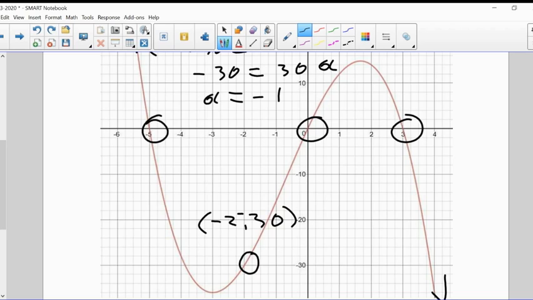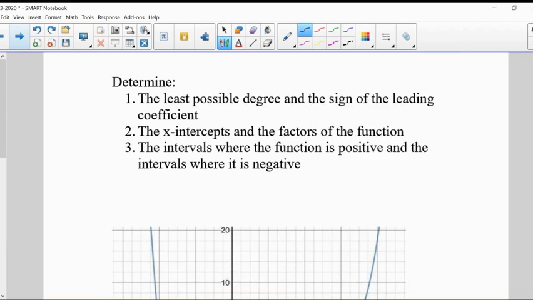One more, and we'll stop. One more. Look at this graph.